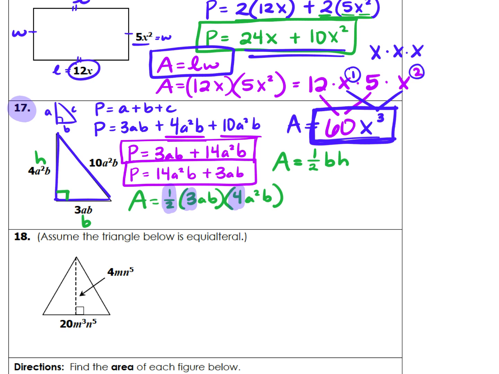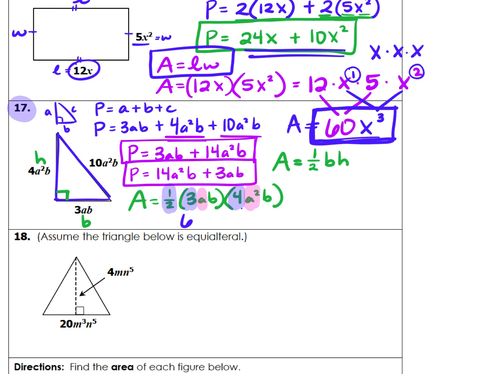Okay, if I multiply those, 1/2 times 3 times 4, or maybe it's easier for you to think of it as 1/2 times 4 times 3, because half of 4 is 2, and 2 times 3 is 6, okay? You are welcome to plug that into your calculator if you want, or you can do it in your head. So 1/2 times 3 times 4 gets you 6, okay? Then look at your A's. You have an A and you have an A squared.